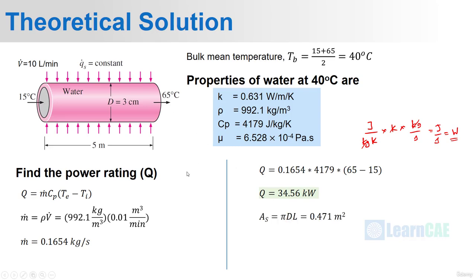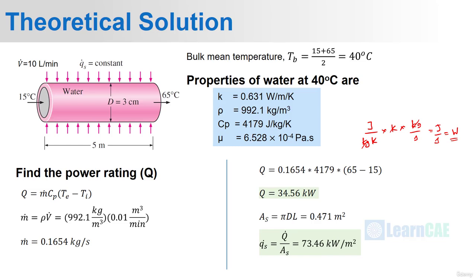Next, we have to find out the heat flux. Heat flux is nothing but the net heat transfer rate divided by the surface area, that is the pipe outer surface area. The outer surface area is given by π d L, π into the diameter 3 cm into length 5 meter, which is equal to 0.471 meter square. Therefore, the heat flux is given by Q by As, which is equal to 34.56 divided by 0.471, which is equal to 73.46 kilowatt per meter square.